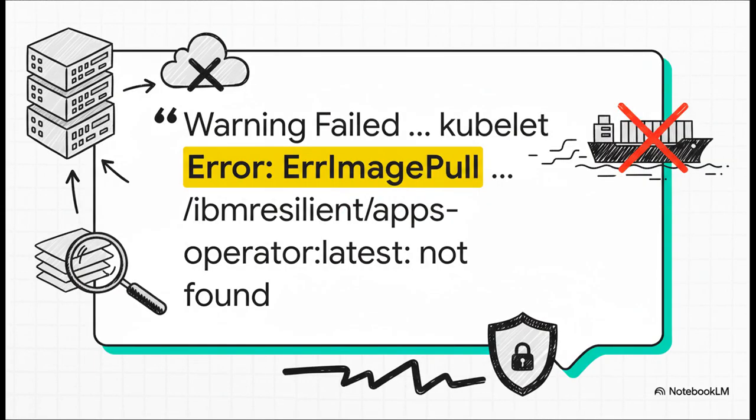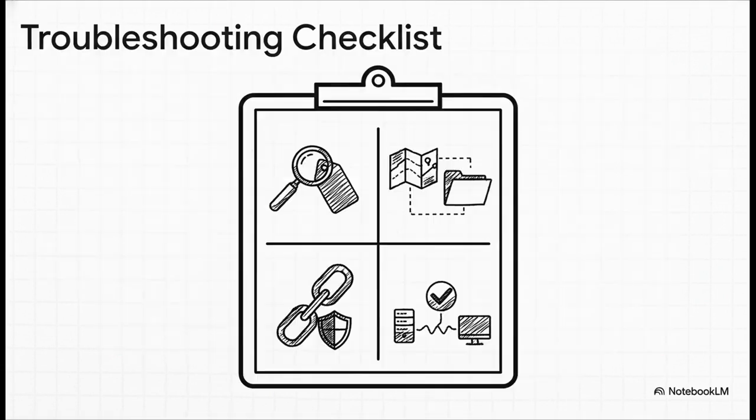And here's the good news. The clue is almost always right there in the logs. You run a command to describe the problem, and it will tell you, plain as day. You'll see the error, image pull, and right after it, the reason. In this case, the image was not found. The system looked for it in our private warehouse exactly as told, but it just wasn't there with that exact name. This gives us a really clear troubleshooting checklist.